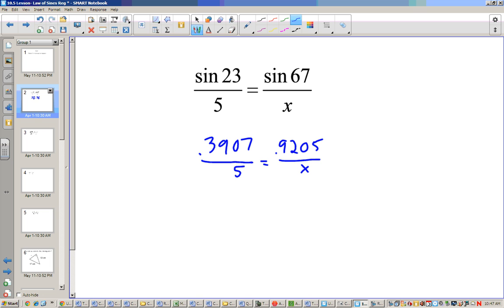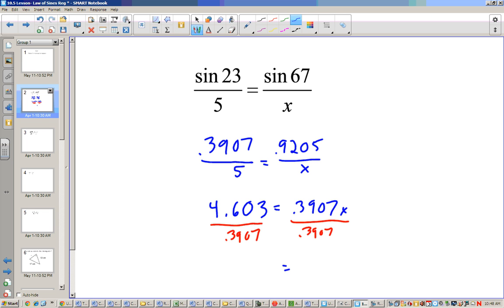Now, we do what we did in the past, and we cross multiply. So 5 times 0.9205 is 4.6025, and this is 0.3907 times x. Now I have to divide both sides by 0.3907, and so our x value becomes 11.78. So this value is 11.78.